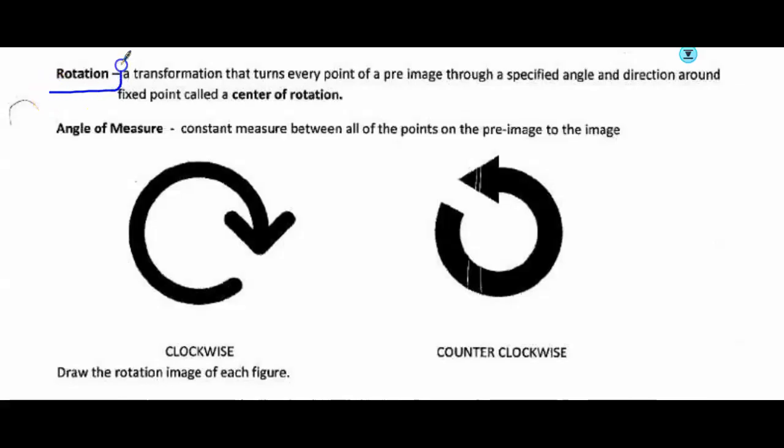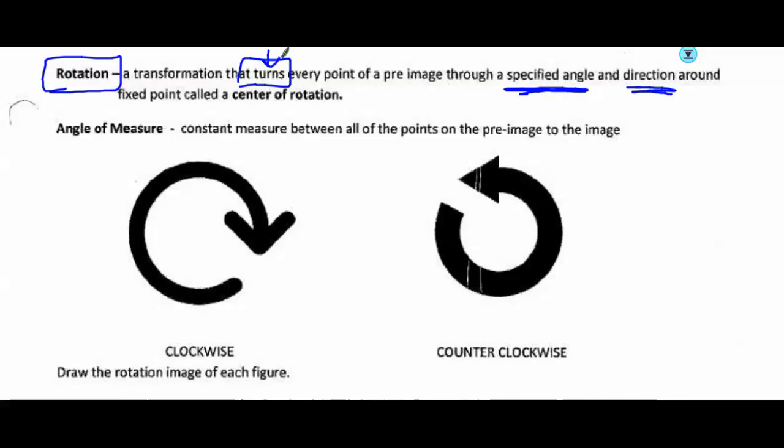So a rotation is a transformation that turns every point of a preimage through a specified angle and direction around a fixed point called the center. So remember that a rotation is a turn.